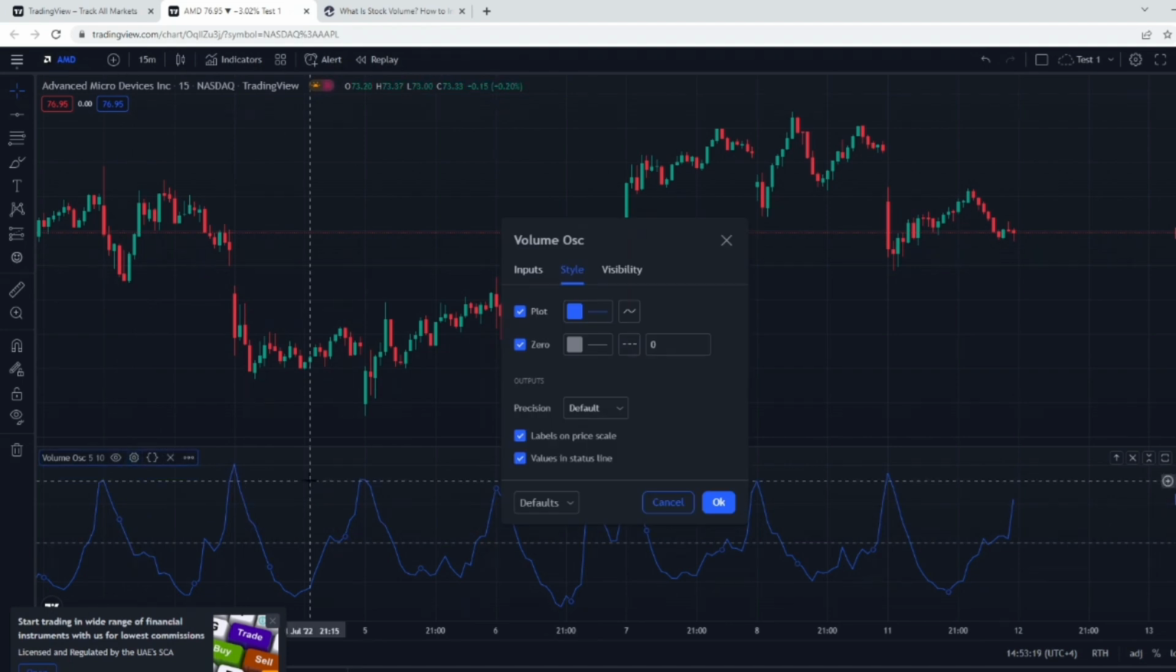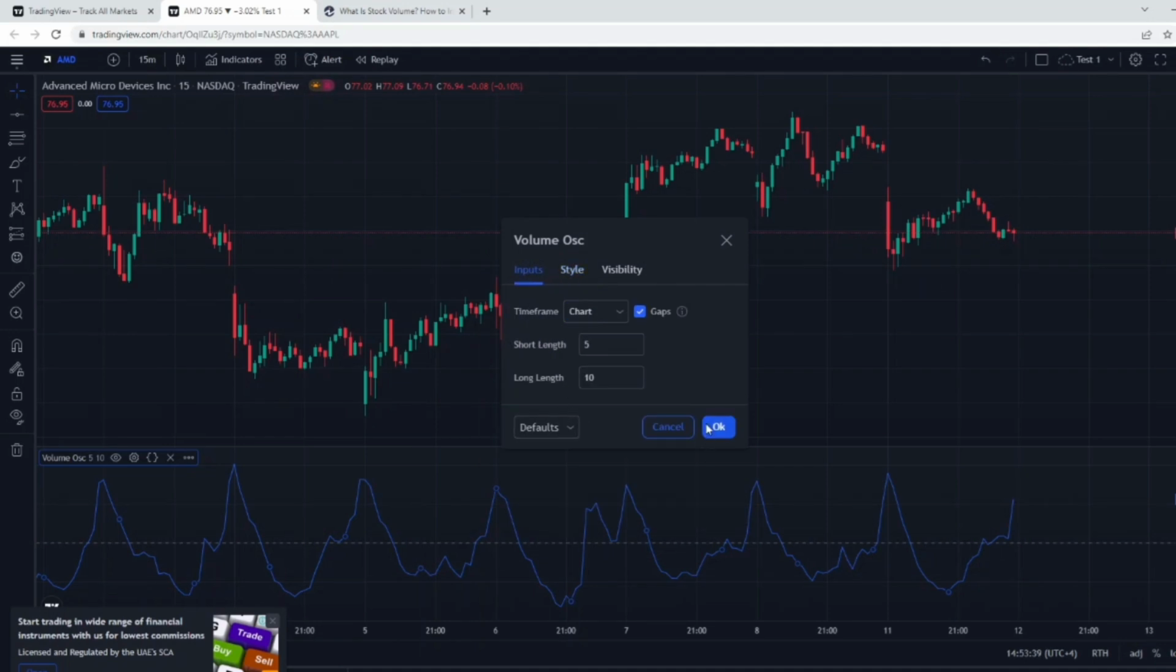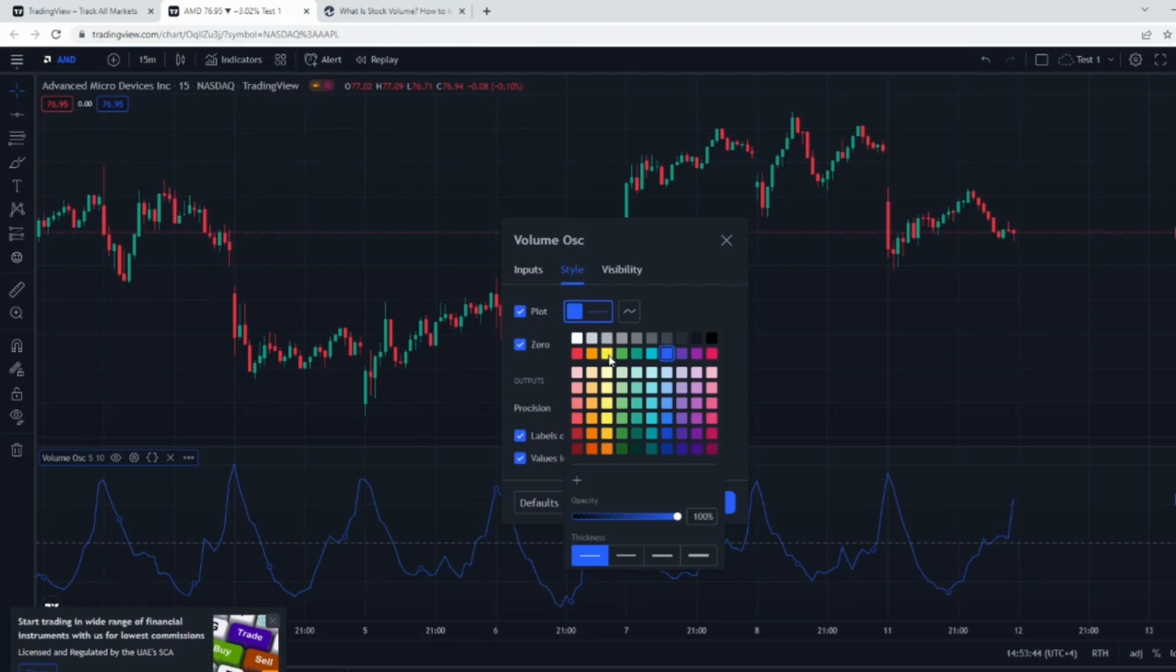So this is how you read the volume oscillator. First, you need to know that volume doesn't indicate the direction of a trend. Volume is basically like the fuel or the energy. So if the volume is low, it means the momentum is weak. And if the volume is high, it means the momentum is strong. To know the direction of the momentum, you need to look at price action.